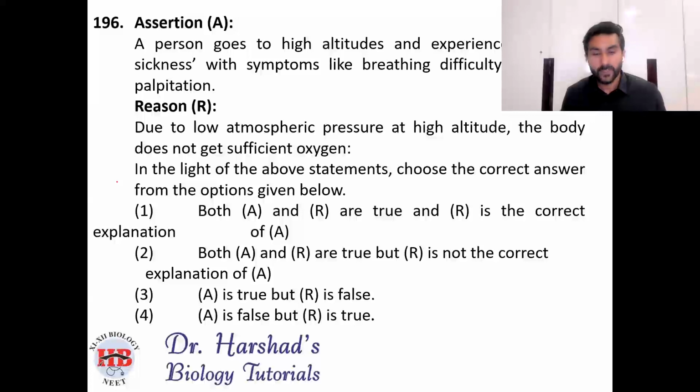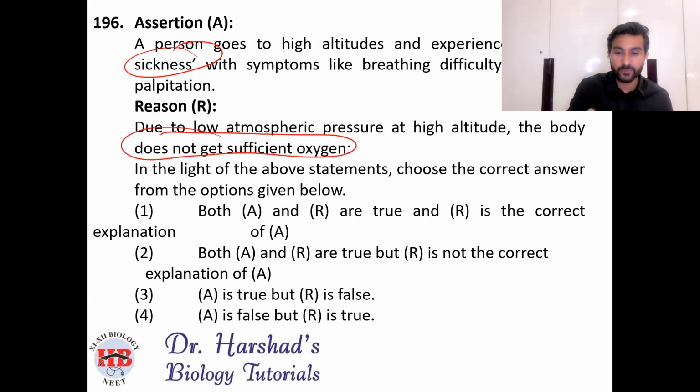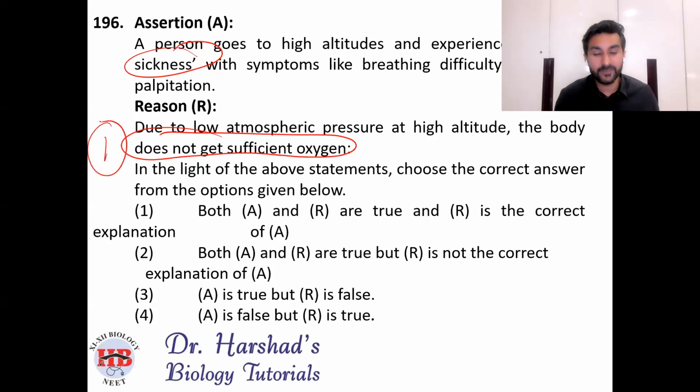We go to the next question. A person goes to high altitudes and experiences altitude sickness. Now, why exactly does a person suffer from altitude sickness? It's because of lack of oxygen, or rather deficiency of oxygen in the atmosphere. So the first statement talks about altitude sickness. The second statement tells you the body does not get sufficient oxygen. So both the assertion and reason are correct, and the reason is the correct explanation of the assertion. So the answer in this case would be option number 1. Both assertion and reason are true, and the R is the correct explanation.